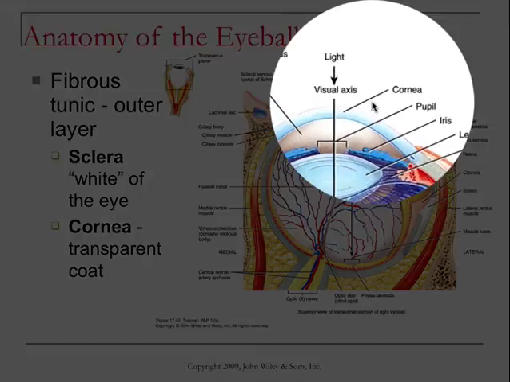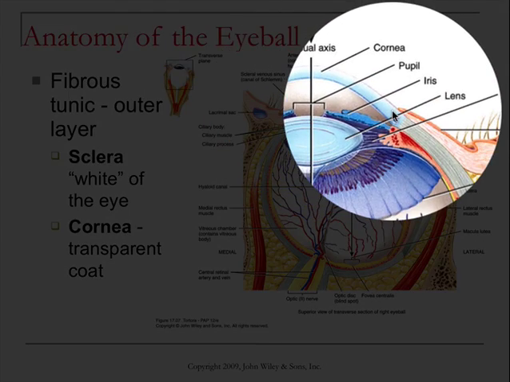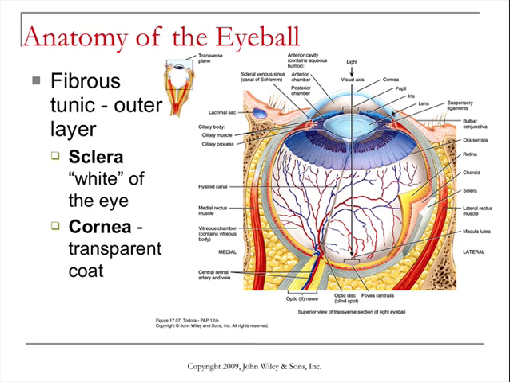The cornea, shown here, is the transparent coat. It helps focus light onto the retina, and of course it lets light enter the eye.